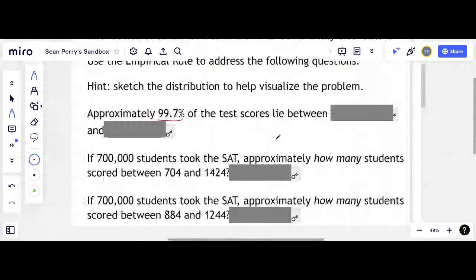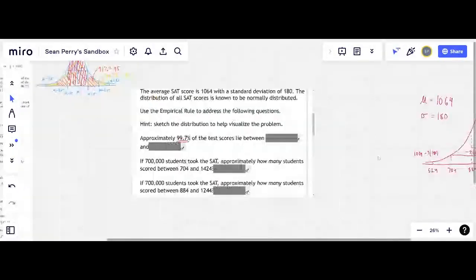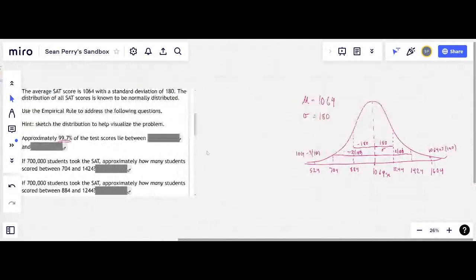So let's see, their first question is asking for 99.7% of the test scores lie between which two values? And we know that 99.7% lies between 3 standard deviations. So between 3 standard deviations, that's 524 and 1604.